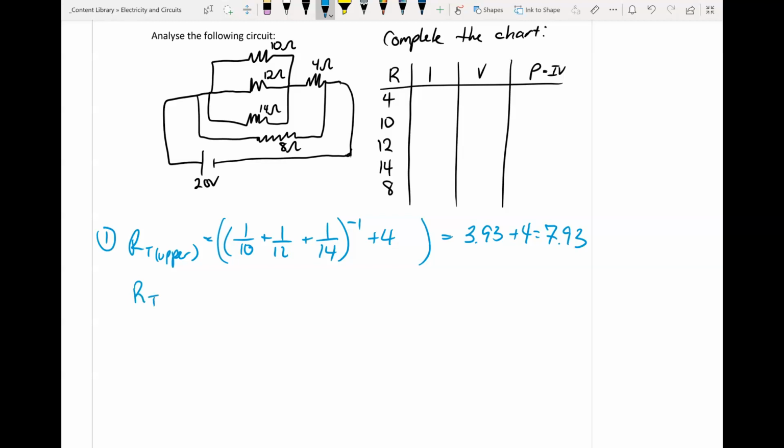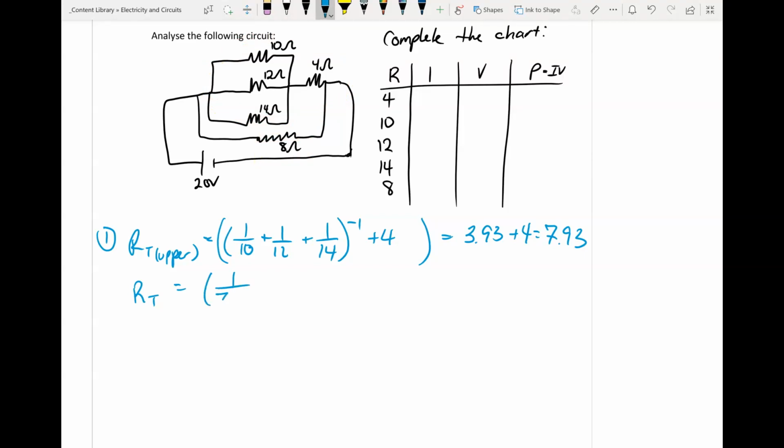Now we can find the total resistance for the entire circuit, because this 7.93 ohms is parallel with the 8 ohms. So this whole thing here is what I just calculated, the resistance total for all of that is 7.93, and it's parallel with this 8 ohms. So that's how I'm going to calculate the resistance total.